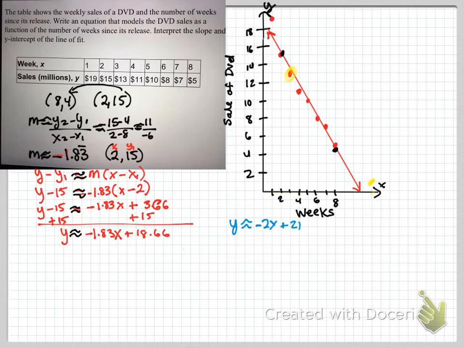What else? Yep. Mine is y is about -2.3x plus 22. Okay. What else? Yep. y is about -1.5x plus 17. And this is mine. So, who did 2.3? You're pretty far off. But loosely around it.